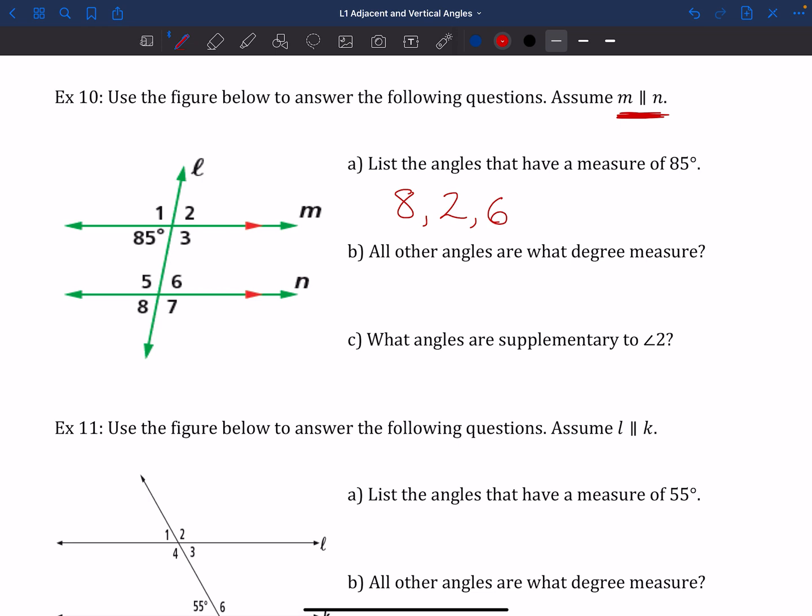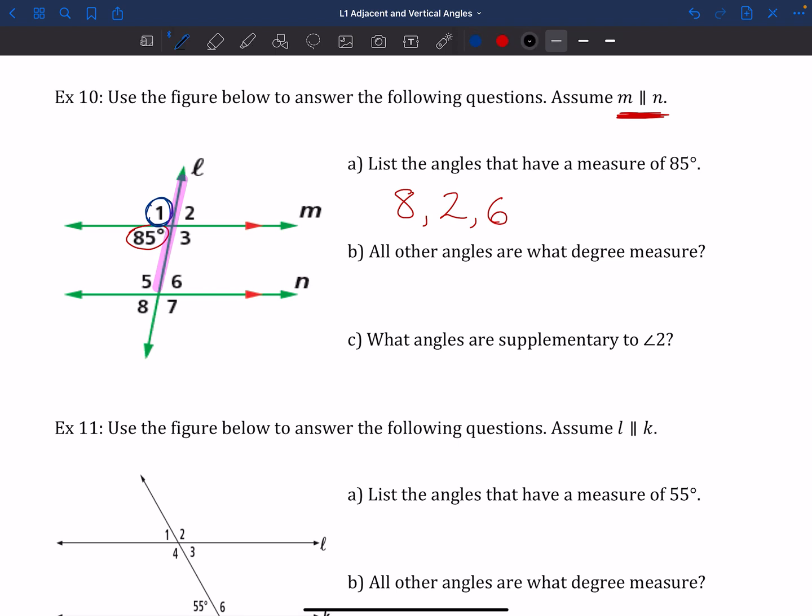So if I know that we've got 85 degrees over here, let's try to figure out what angle 1 is. If I've got 85 degrees in red and angle 1 in blue next to it, it seems like they make a straight line together when you put them next to each other. So that means they have to add up to 180.